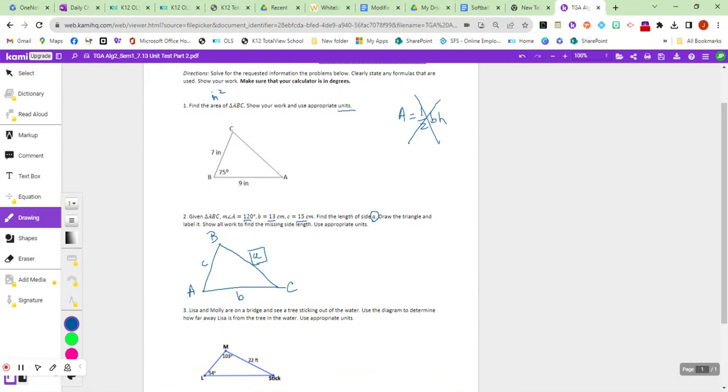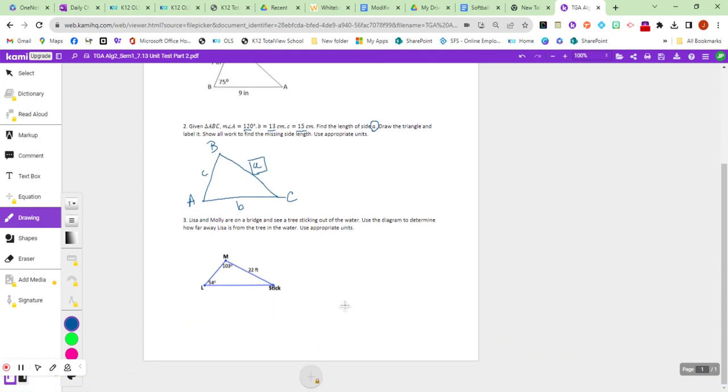That's about all I'm going to say about number 2, because it is pretty straightforward. It's not a super difficult problem. Just make sure that you put all your information in on your triangle, because a picture's worth 1,000 words, and then decide whether you're going to use a law of sines formula or a law of cosines formula.